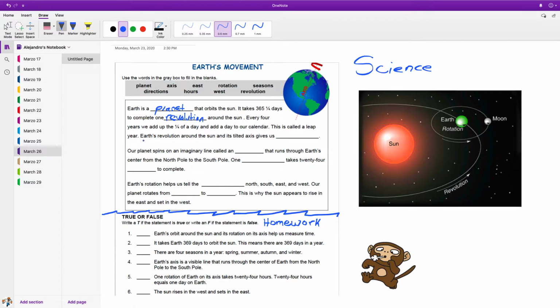And it says here, Earth's revolution around the sun and its tilted axis give us, what's that, guys? Oh, I forgot to cross out the words that we're using. We use planet, we use revolution. Yes, I'm gonna read again. Earth's revolution around the sun and its tilted axis gives us what, guys? What do you think it is? Yes, guys, it is seasons.